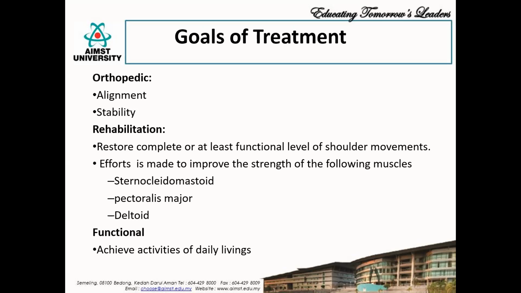So goals of treatment. The main thing is orthopedic. The orthopedic surgeon's role is alignment: to reduce it to the proper alignment, the proper anatomical position. That is very, very crucial. So intact alignment and stability. You need to have better stability for that. These are the two important goals of treatment. Otherwise, if you are not providing adequate stability, then the reduction is also useless, and the healing is also not that proper.